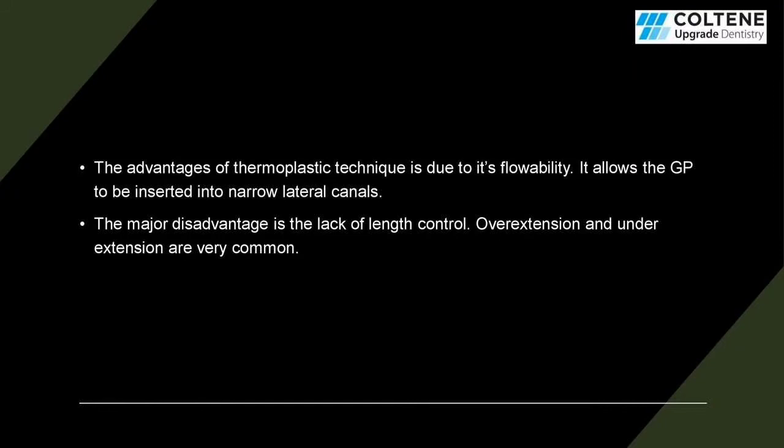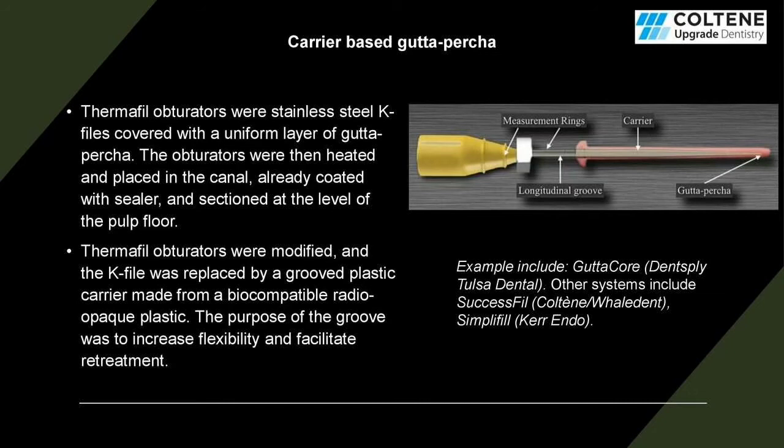So carrier-based gutta percha was introduced to solve the monobloc problem that we had. Steel K-files were coated with gutta percha, and it acted as a core and was placed into the canals. Obviously, retreatments were very difficult with the K-files in the canal, so it was later replaced with plastic cores. But nevertheless, the problem remained. And it is not a very common method of obturation, at least here in India. So this is a very interesting technique.